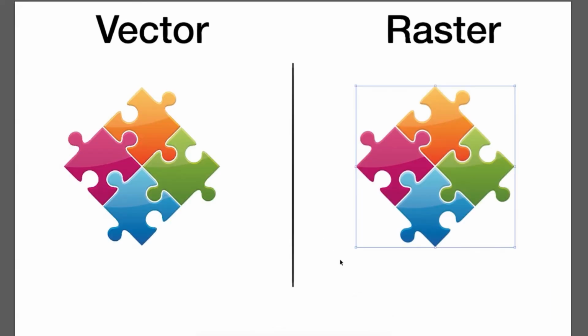That is the main difference between vector and raster. Vector you can size to any size and it still retains its quality. Raster, when you make it bigger, it starts to become pixelated and blurry. This has been another Quick Tip Tuesday, and I'll see you next time.